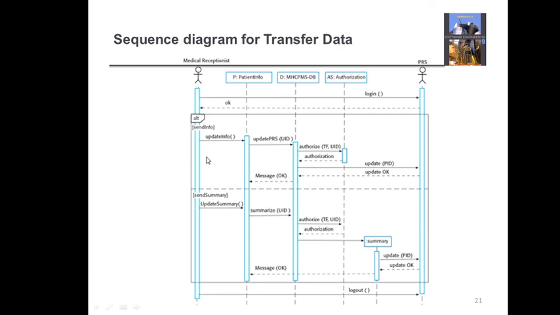So simple: update info, update the PRS by this UID, authorize this UID for transferring the information, then update the information of this PID to this PRS, and the message comes back. While in the second case, if you are supposed to send the summary, we'll say update summary, summarize. That means we check whether this UID can summarize or not to transfer it. So again a request is sent for authorization.